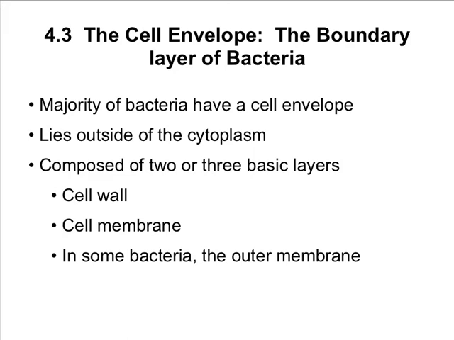All of them have the cell wall and the cell membrane around the cytoplasm, and then some bacteria have an outer cell membrane. Often the layers are tightly bonded together, and each layer performs a distinct function, but together, the end-all is that they act as a protective unit for the cell.